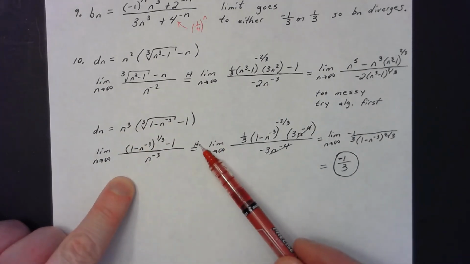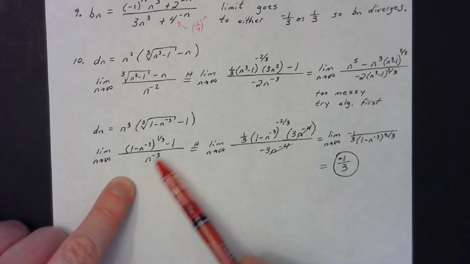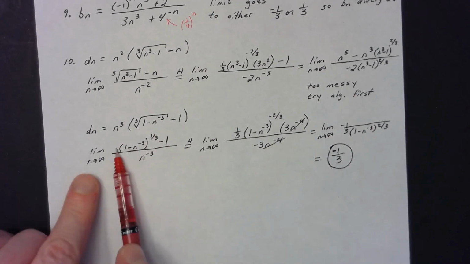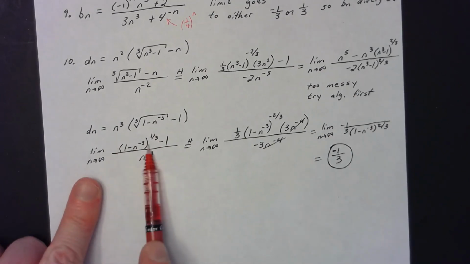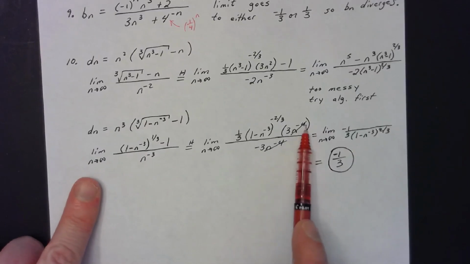I try to take the derivative of the numerator and denominator using L'Hopital's rule because right now it's hard to see what this limit is approaching. But one use of L'Hopital's rule makes this so much better. Notice the 1/3 came down in front of the first group, times that group to the negative 2/3 power, times the derivative of the inside.